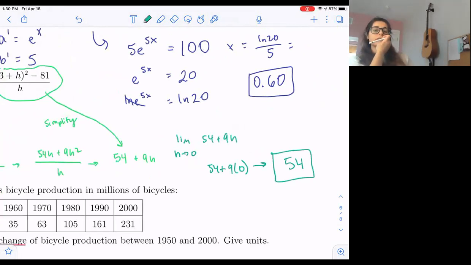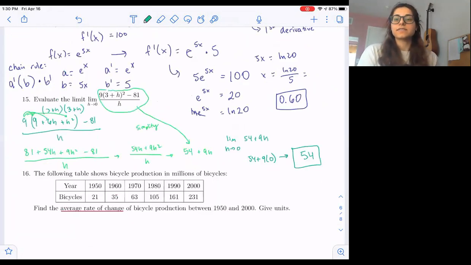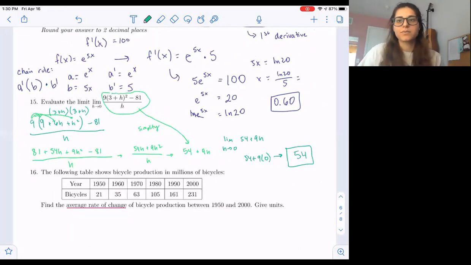All right, so remember, biggest thing with these is to simplify it first. Otherwise, you won't get anywhere.